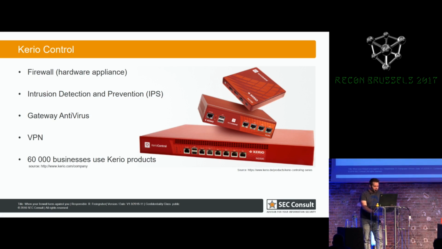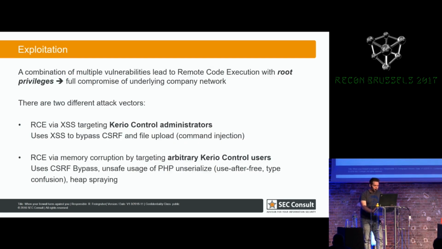I will present here today just one attack vector. We basically found two different attack vectors. The first one is just about exploiting web stuff, so cross-site scripting, which you can use to bypass cross-site request forgery to then make some file upload to make command injection. But I will skip this for today and just talk about the second attack vector, which is more about memory corruption exploitation. So in the second attack vector, I'm going to exploit the CSRF check to execute my own actions on this device and then exploit a PHP unserialize vulnerability there.